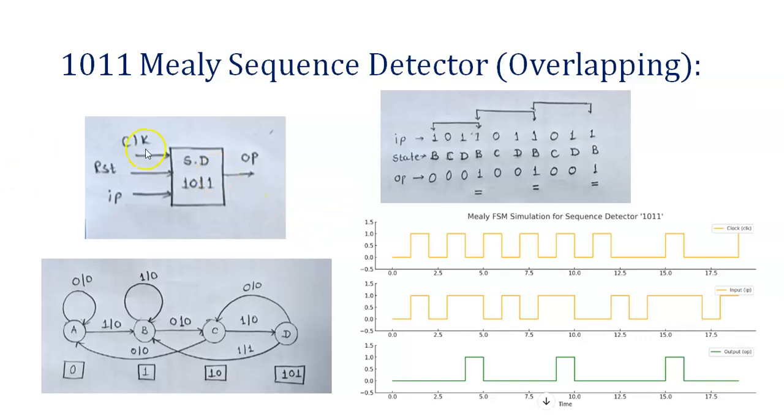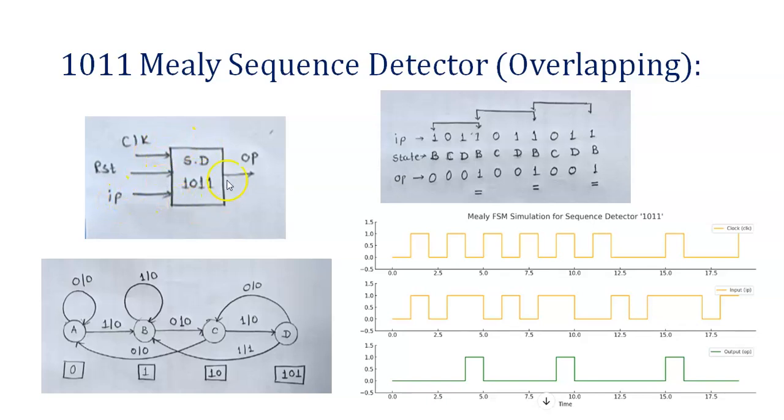Now, here you are able to see a sequence detector. So what is meant by sequence detector? A sequence detector is the circuit which will be detecting the sequence 1011 which will be present in the string of 0s and 1s you are giving at the input side.